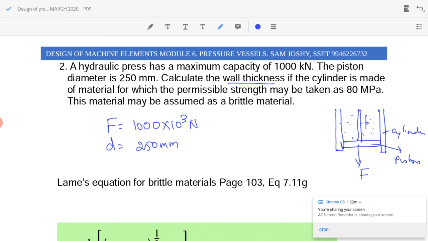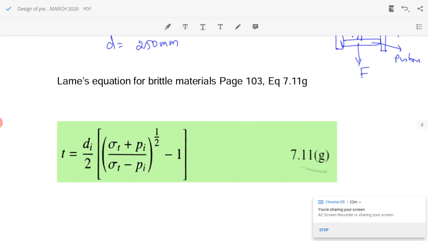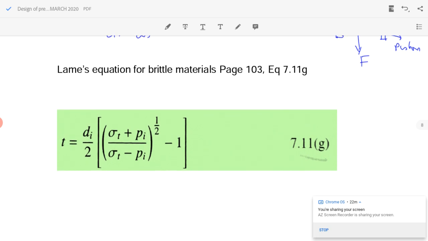The cylinder is made of a material with tensile strength 80 megapascal. Assume the material as a brittle material. If we consider it as a brittle material, we need not consider the Poisson's ratio. So we have Lame's equation developed for brittle materials, considering the maximum normal stress theory. t equal to di by 2 into the square root of sigma t plus pi by sigma t minus pi, minus 1. So we have to get this thickness.